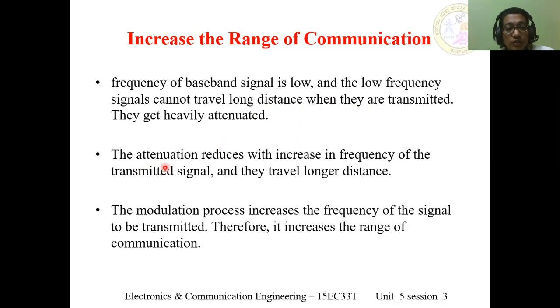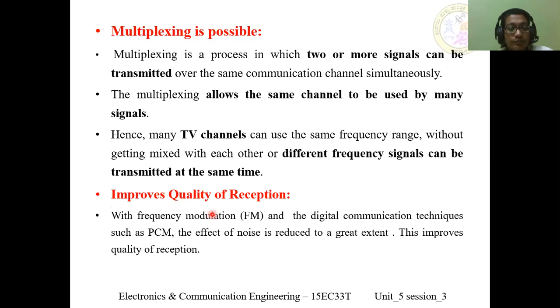Then attenuation is reduced with the increase of the frequency of the transmitted signal. So when we are using a modulation, the attenuation is also going to be reduced. If you are planning to send a baseband signal, there will be more attenuation. We cannot transmit over a long distance. If you are using a modulation process, the transmitting power will increase, so the distance can be increased.